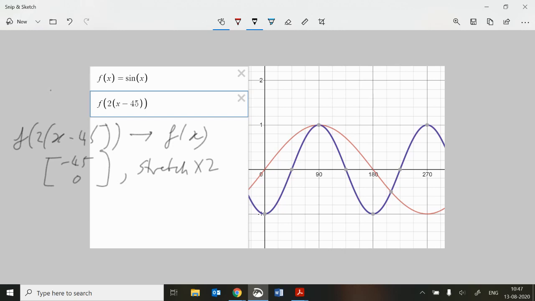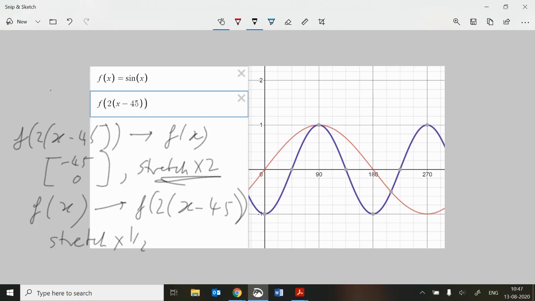I should state that, but I've not got a lot of space. So if we do it the other way round again, nearly there, get this. This is a stretch of a factor of a half. Okay, we're undoing this first of all, and then we need to undo this. So by undoing that, we've got 45 forwards and 0 there.